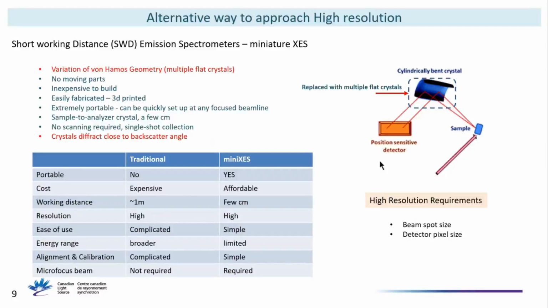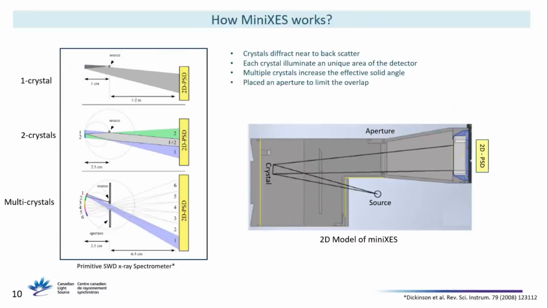And one thing with miniXES is another condition: we need to have as small a beam as possible to get better resolution. The beam spot, in ideal conditions, should be less than 50 microns. Also, the area detector has to have a small pixel size. So these two conditions are needed to get better resolution in XES spectra.